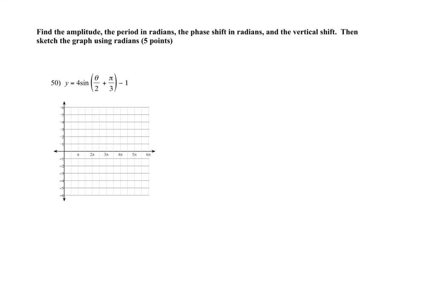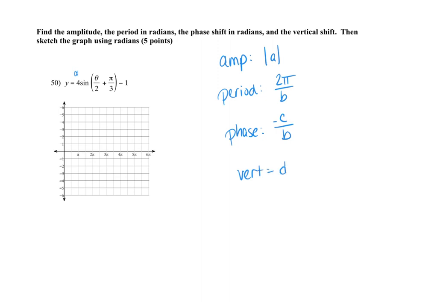Graphing. All right, so graphing, you do need to know amplitude is the absolute value of A, period is 2 pi over B, phase shift is negative C over B, and vertical shift is just D. And we're talking A, B, C, and D. Remember, B is actually the number in front of your theta here.